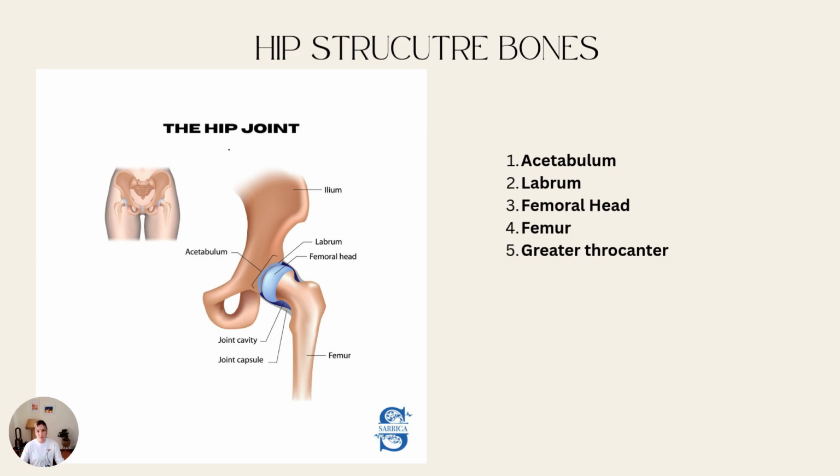But mechanically, the labrum obviously matters to movement. It enhances the congruency of the joint and stabilizes pressure without increasing any tension. All right, so moving on to the femoral head. This is the round bit of your femur.